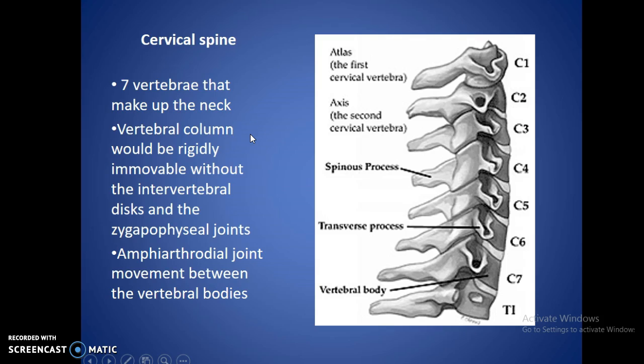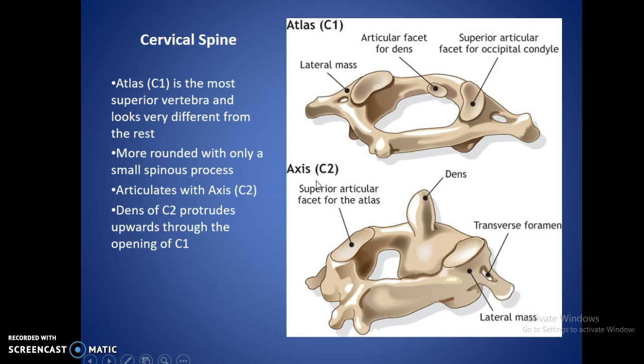Vertebral column will be rigidly immovable without the intervertebral disc and zygapophyseal joints. So there are a couple of joint spaces that you're going to see that makes it able so that the spine is able to move around. It's considered an amphiarthrodial joint movement between the vertebral bodies. Your first intervertebral disc spaces are going to be between the bodies, basically here, here, going all the way up until you get to C2. Zygapophyseal joint spaces, however, are going to be these little diagonal spaces that you see here between each one of these vertebrae. So there's a couple of different joint spaces that you need to be aware of.